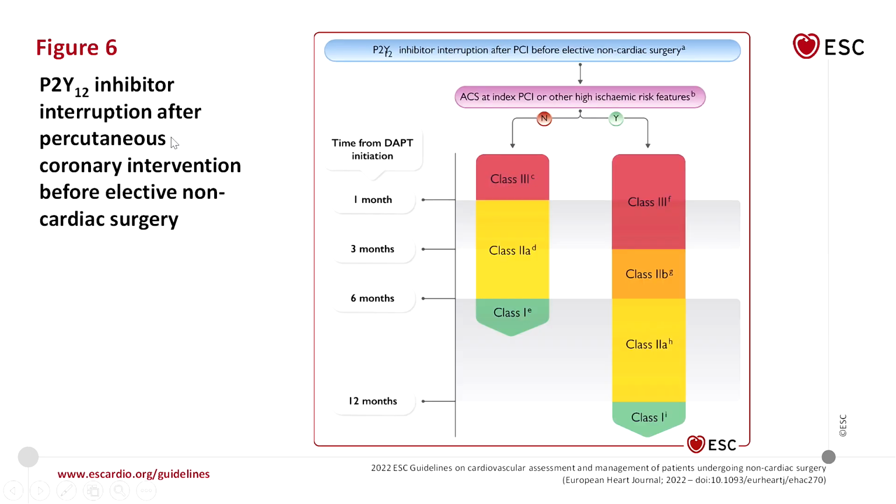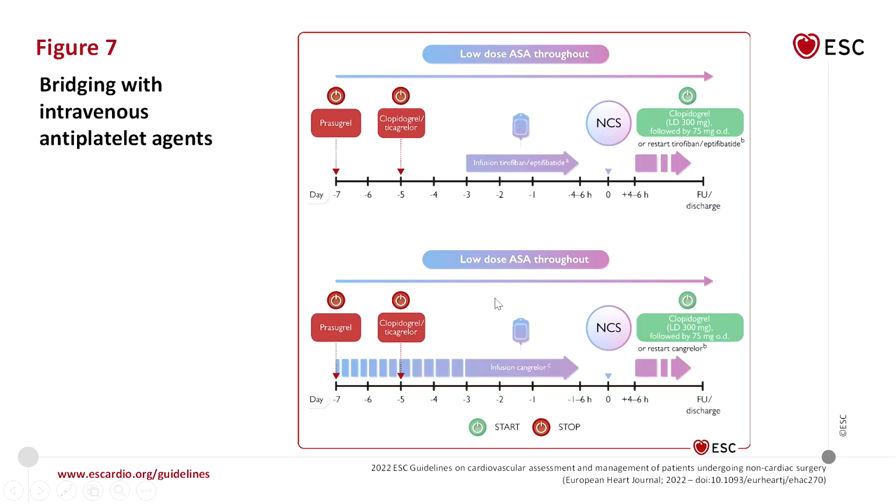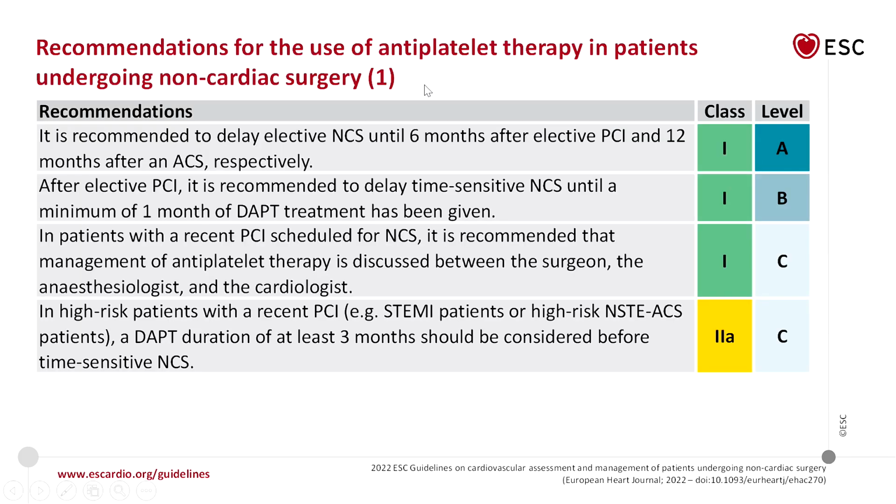If the patient is on P2Y12 inhibitor, and had ACS at the index PCI, the non-cardiac surgery should be deferred at least 6 months. If the patient is having ACS, we should defer it to 1 year, and if it is non-ACS, then defer it to 6 months at least. This applies to non-cardiac surgeries which are elective.